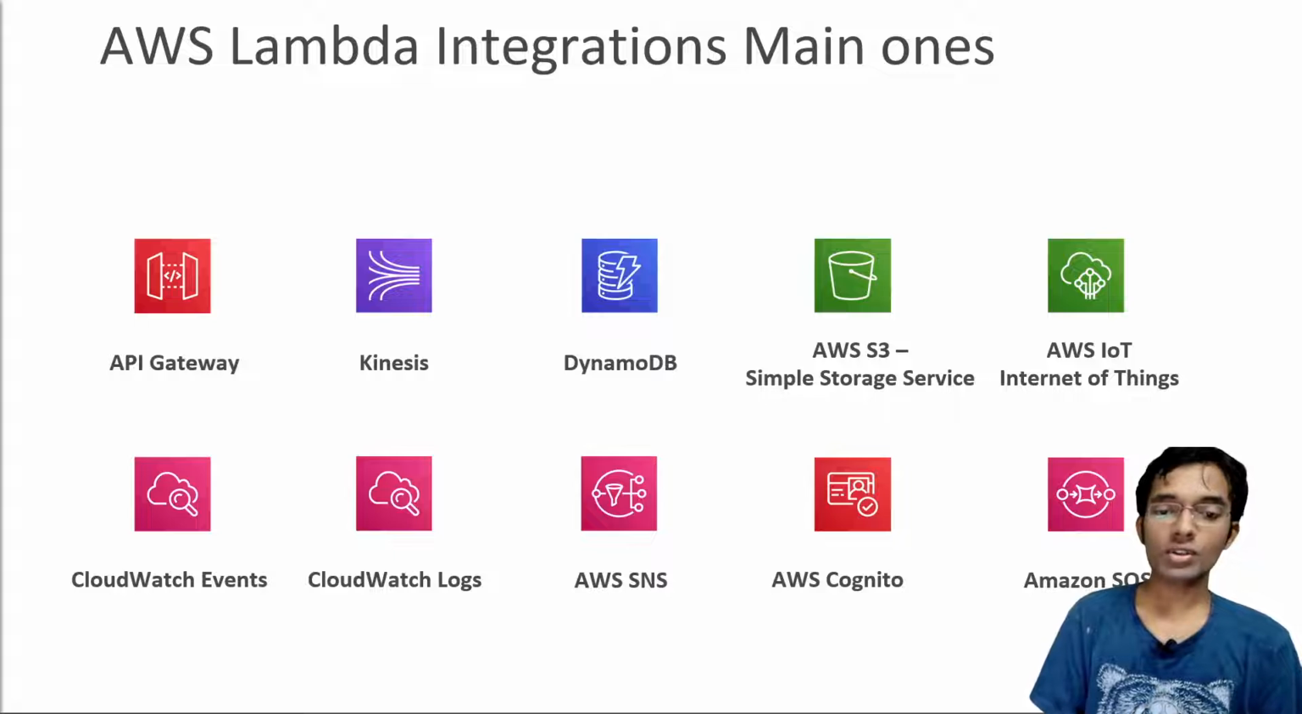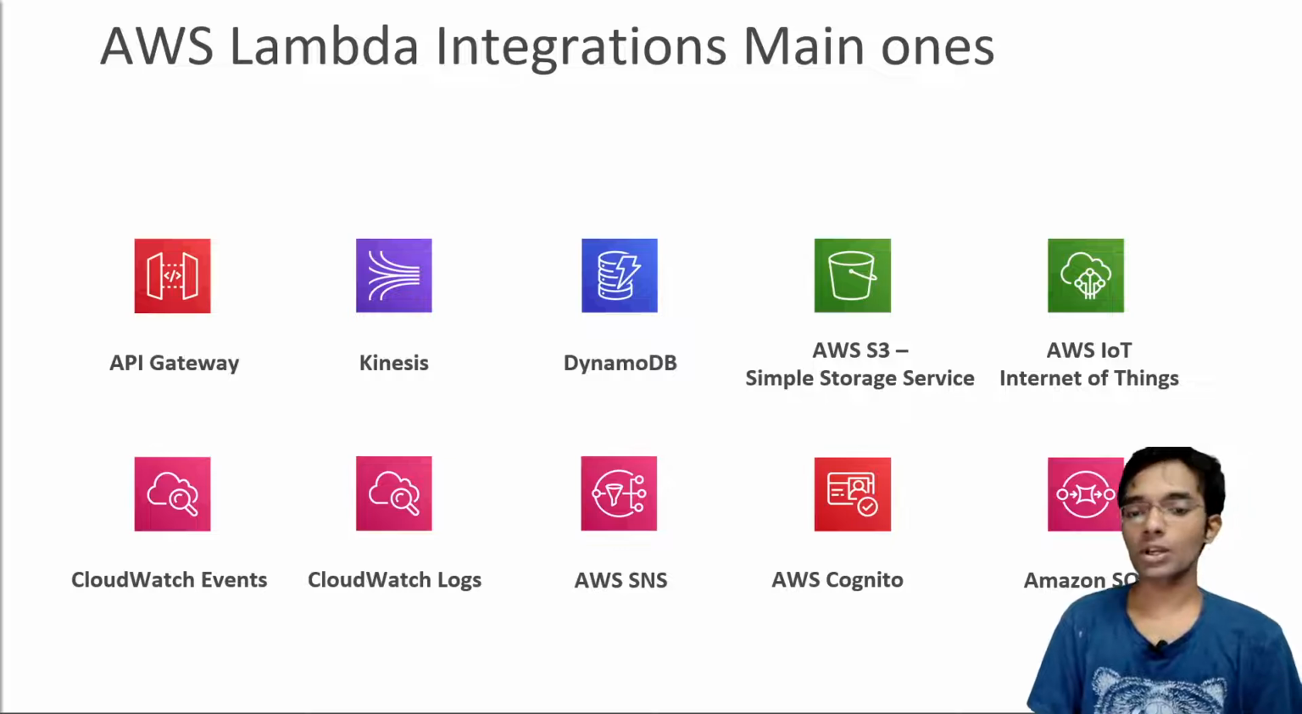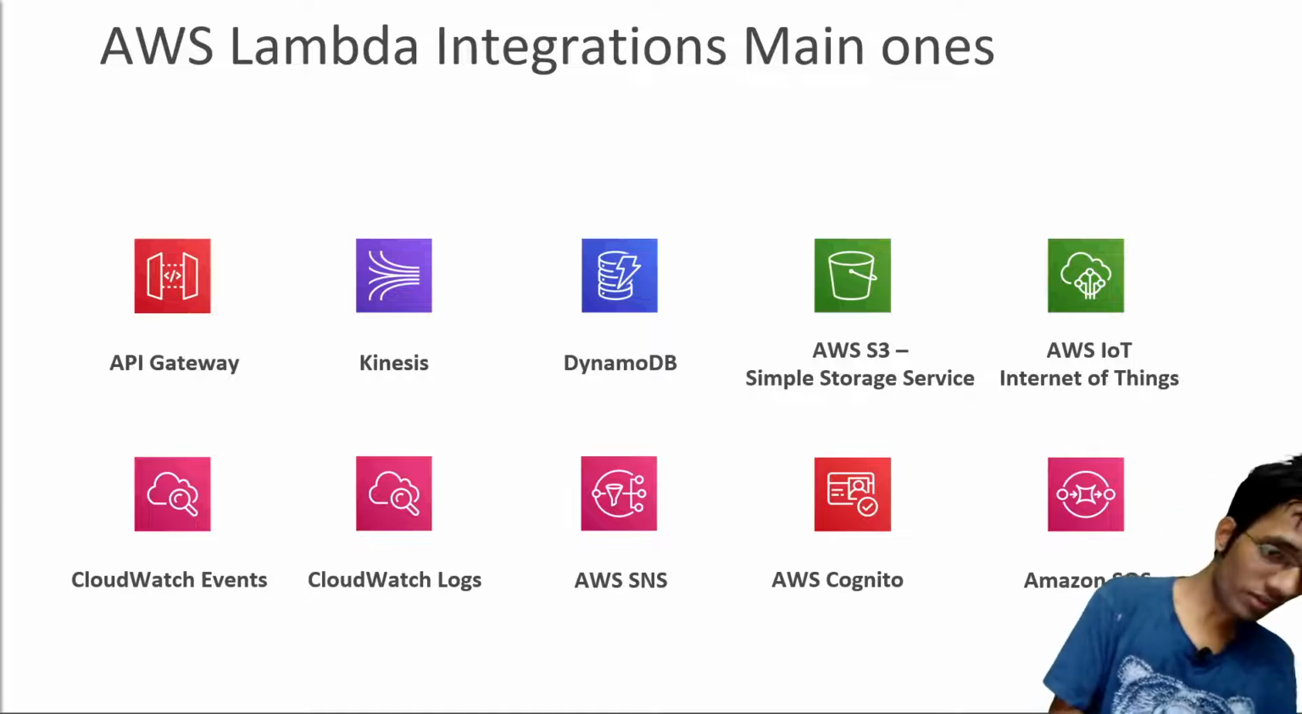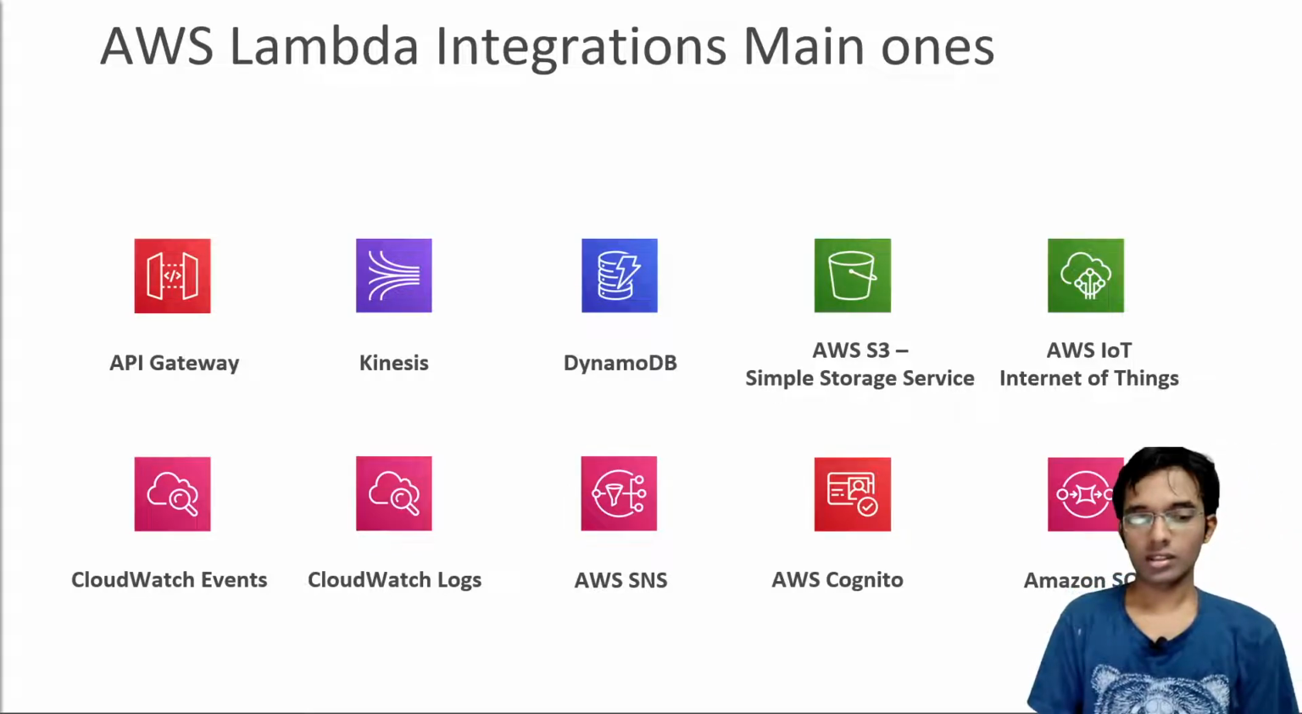So the main integration of Lambda is going to be the API Gateway, Kinesis, DynamoDB, S3, IoT, CloudWatch Events, CloudWatch Logs, SNS, Cognito, and SQS. You should know these, and this should be pretty natural. Lambda is going to be used to do a lot of automation, a lot of event processing, and to react to things happening in your infrastructure. So these integrations should make sense to you by now.